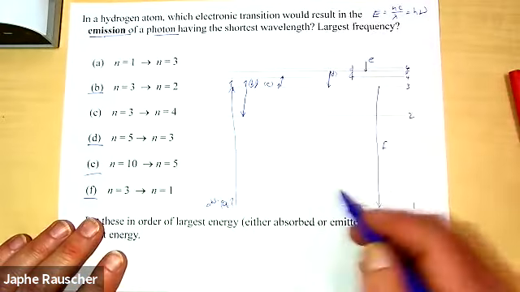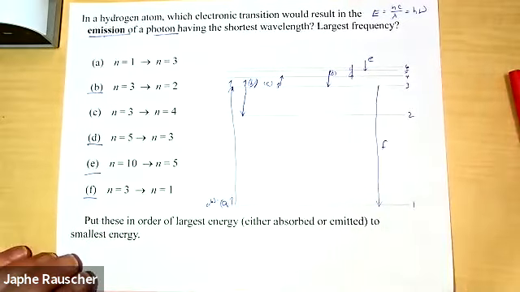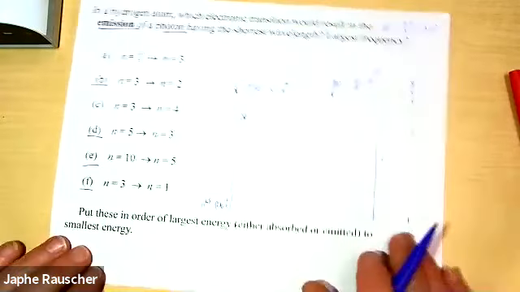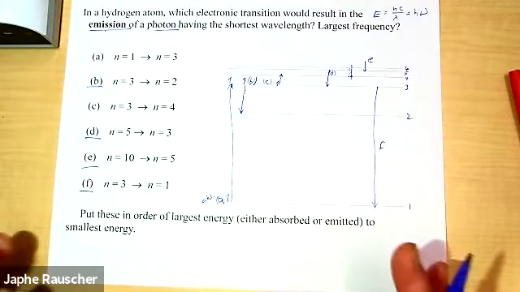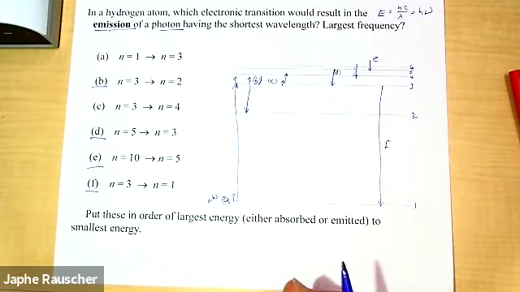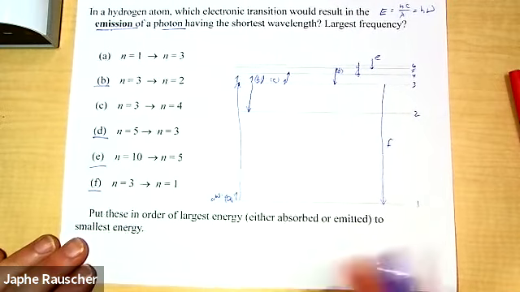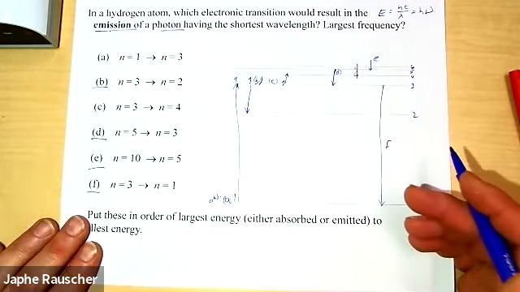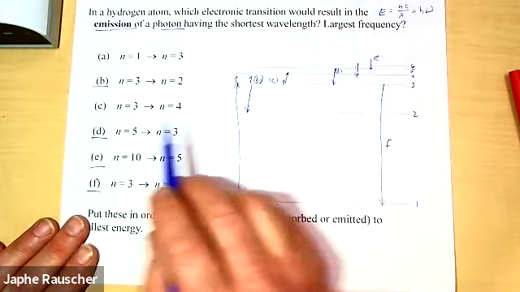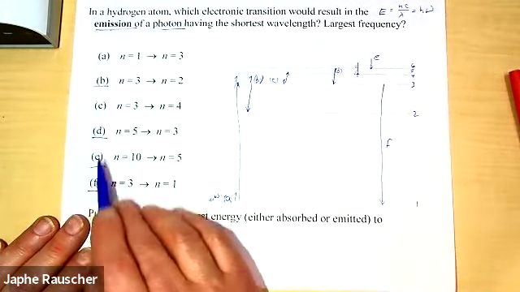And I have this picture here because it helps me get the idea on whether it's going to be greater or less energy. I can just do this by inspection, rather than actually doing calculations. I could do the calculations for each of these, but that would take a lot of time. All I need to do is order these from highest to lowest energy. So let's look at B, D, E, and F.